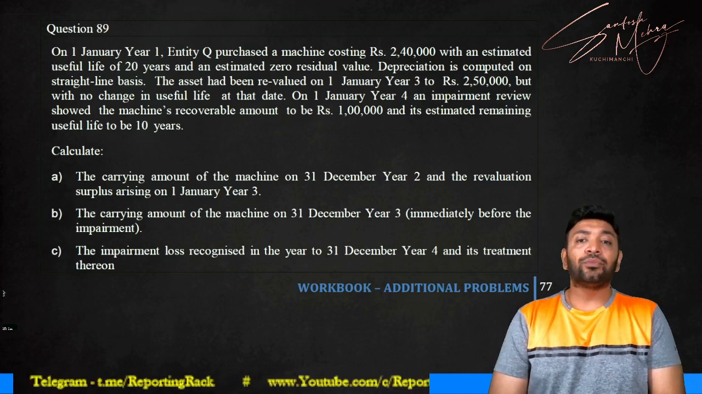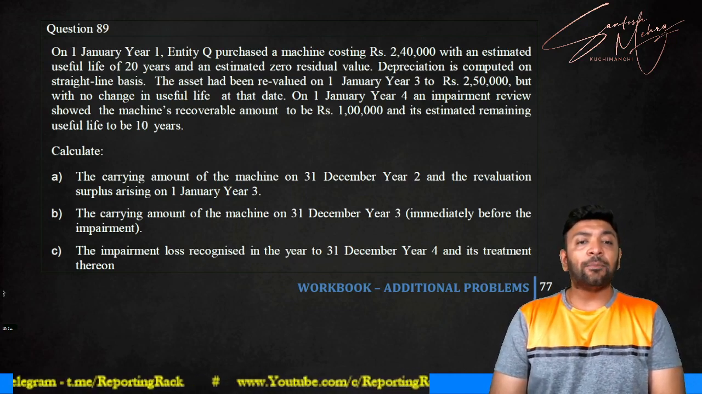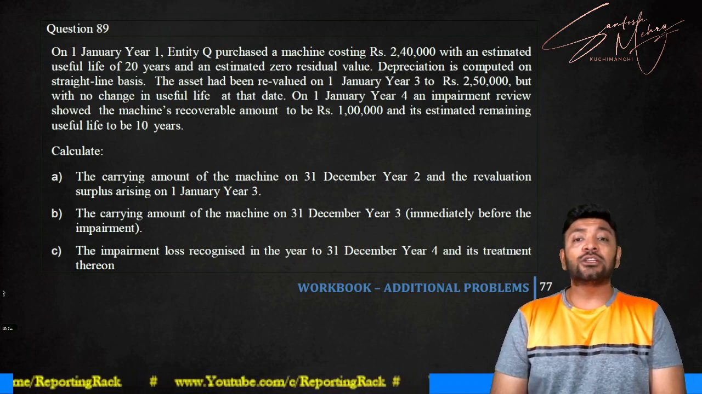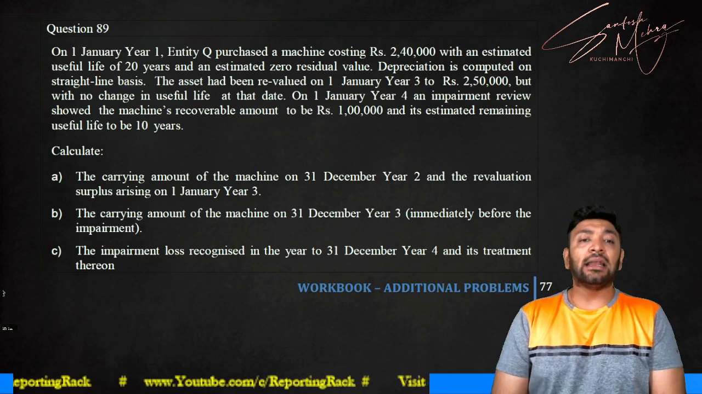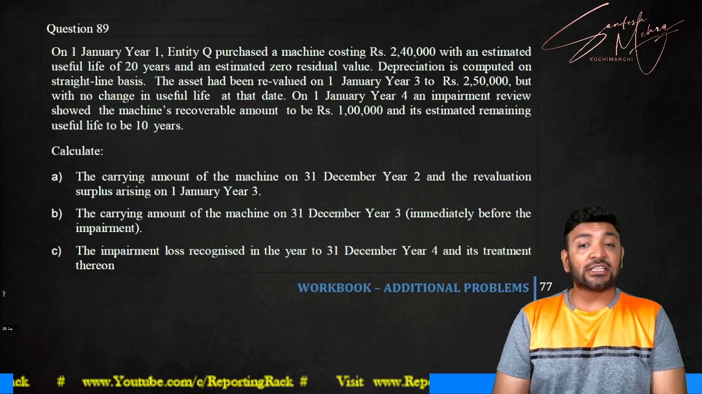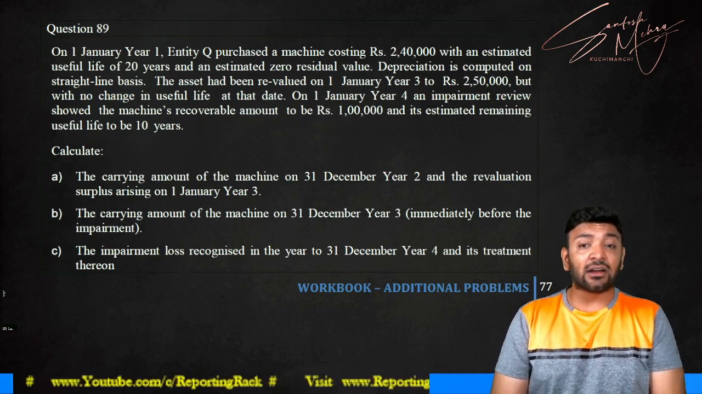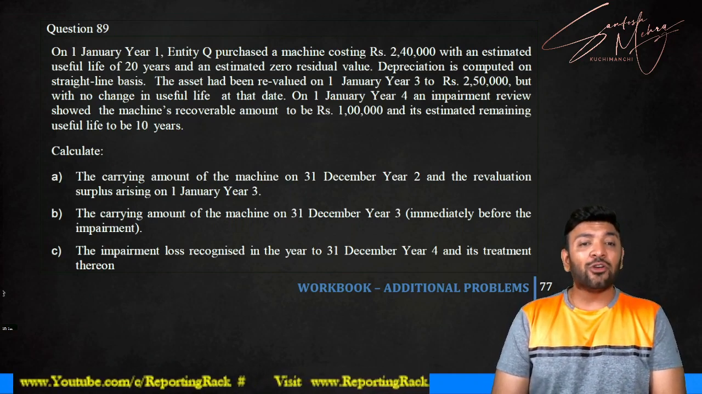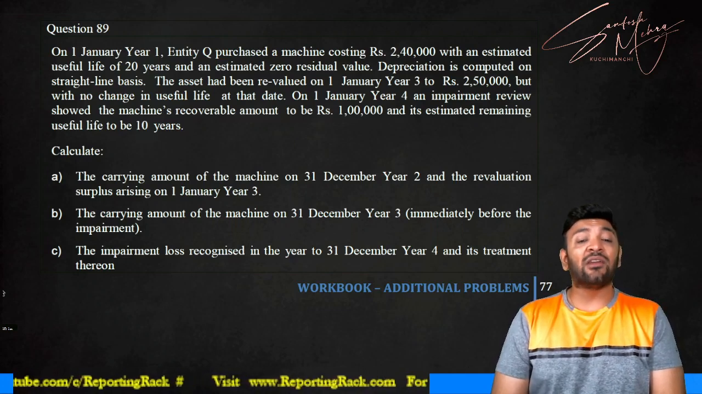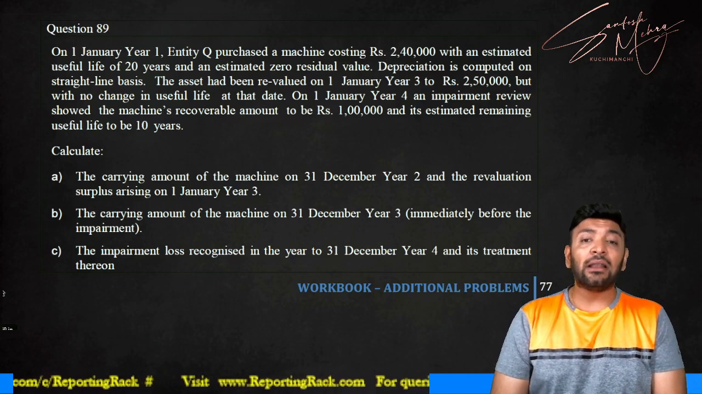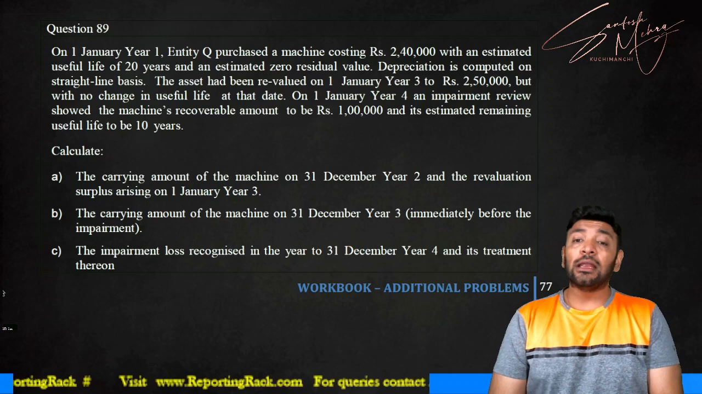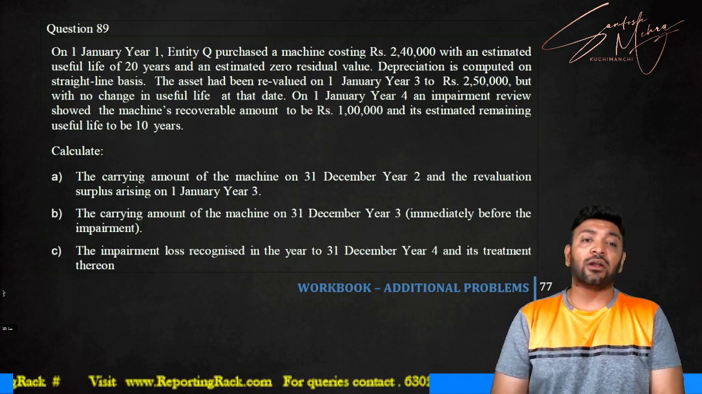On 1st Jan, year 4, an impairment review showed that the machine's recoverable amount is 1 lakh and its estimated useful life is only 10 years. Significant change, guys. Significant change occurred because, in the impairment review you're doing, your recoverable value is only 1 lakh and your estimated useful life is only 10 years. This happened at the beginning of year 4. That means 1 year after your upward revaluation of the asset.